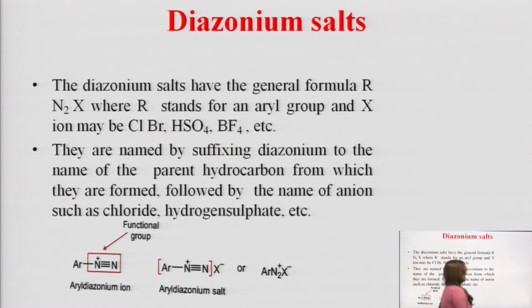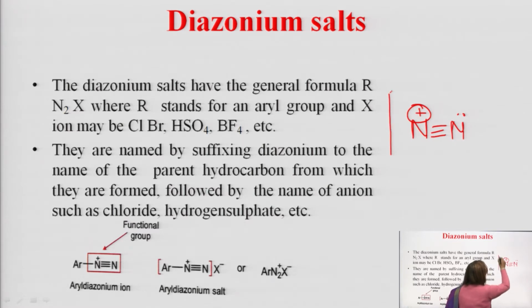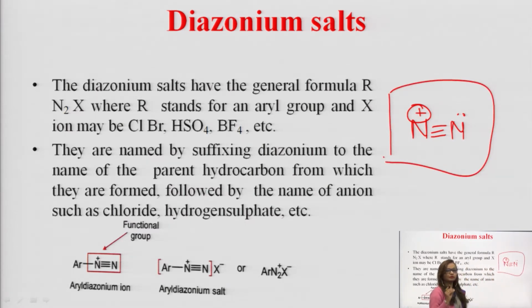In very simple language, if you hear the name diazonium salt, then what is it? The diazonium salts have the general formula RN2X, right? Forget it. What is diazonium? The main thing is you must be familiar with what diazonium is. Diazonium is N triple bond N, with a positive charge on the nitrogen atom here. This is the diazonium group.